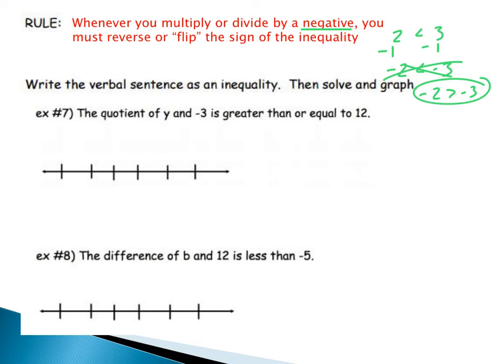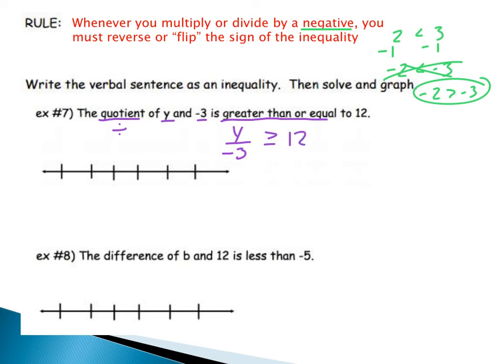So do this. We're going to start left to right. We're going to start with the quotient. Quotient means division of what? Of y and -3. So I'm going to take y and divide it by -3. And it says is greater than or equal to. So that would be greater than or equal to like that. 12 would then be my answer.